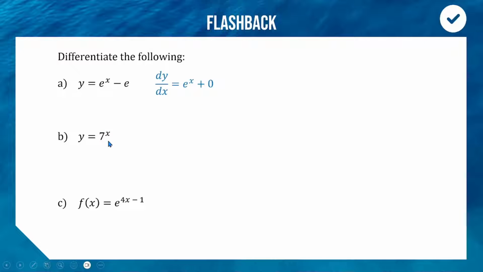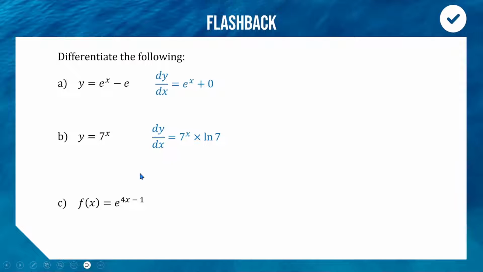For the second one, when you're differentiating an exponential but the base isn't e, the exponential term is going to stay the same, but the extra step is to multiply by ln of the base. So in this case, our derivative would be 7 to the x, remaining the same, and then multiplying by ln 7 because 7 was the base.